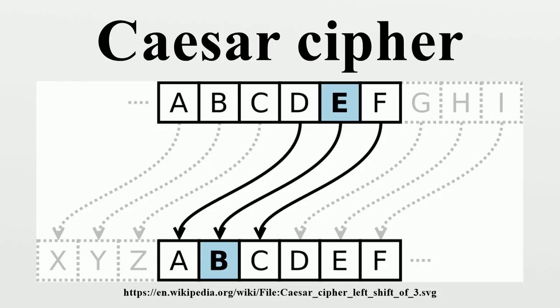This is because two encryptions of, say, Shift A and Shift B, will be equivalent to an encryption with Shift A plus B. In mathematical terms, the encryption under various keys forms a group.